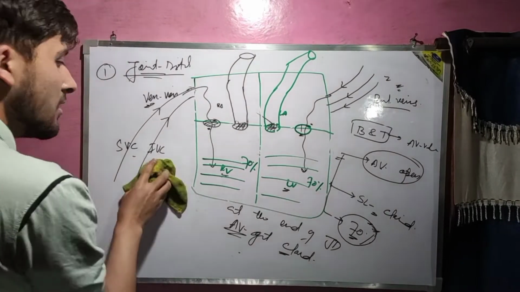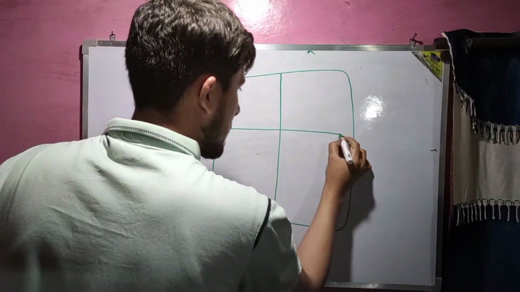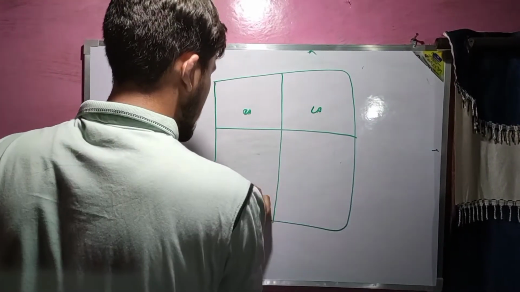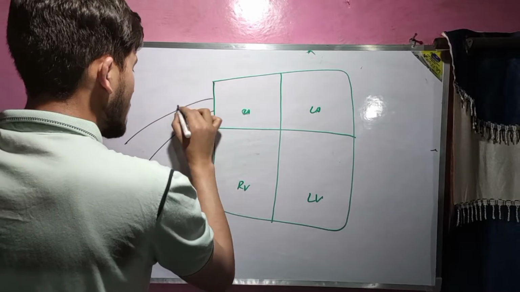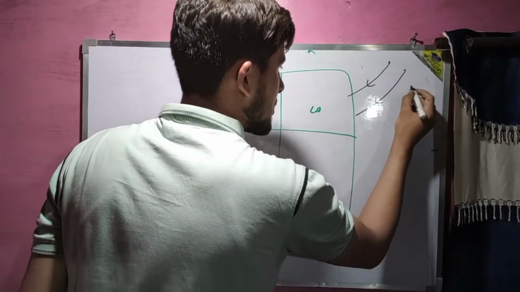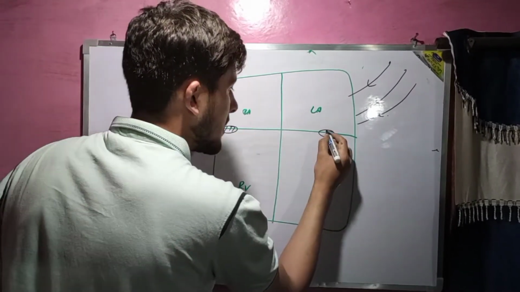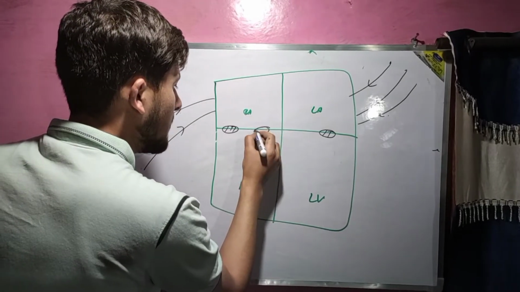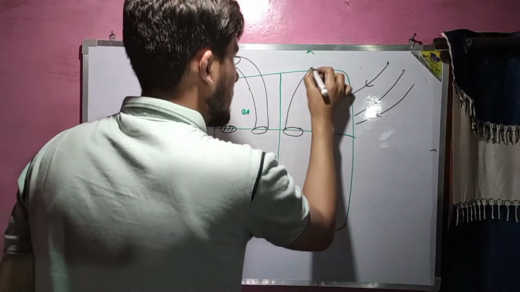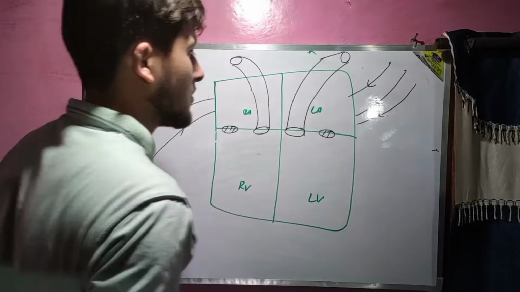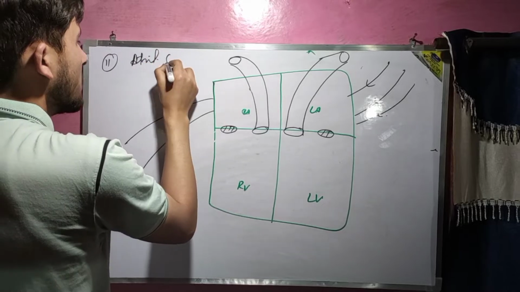Now let us discuss the atrial systole. Right atrium, left atrium, right ventricle, left ventricle. These are the major veins carrying the deoxygenated blood, and these are the pulmonary veins carrying the oxygenated blood. This is the bicuspid valve, and this is the tricuspid valve, collectively called AV valves. And this is the pulmonary artery carrying deoxygenated blood to the lungs, and this is the aorta carrying oxygenated blood to the systemic circulation. Now let us discuss the second phase of the cardiac cycle, that is the atrial systole.